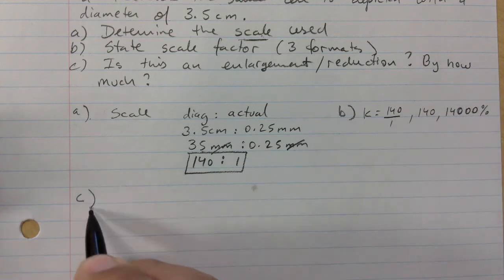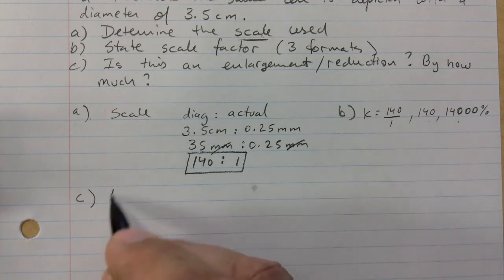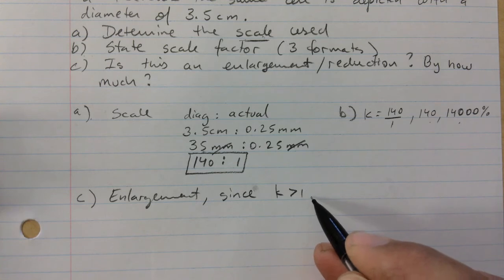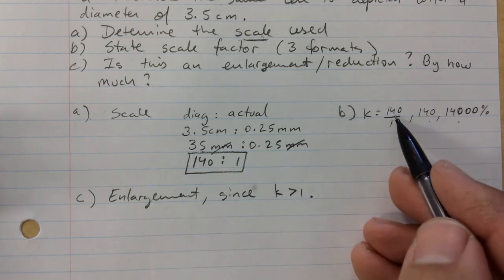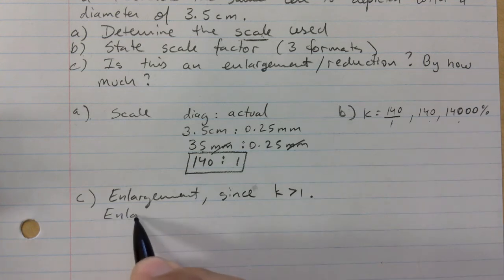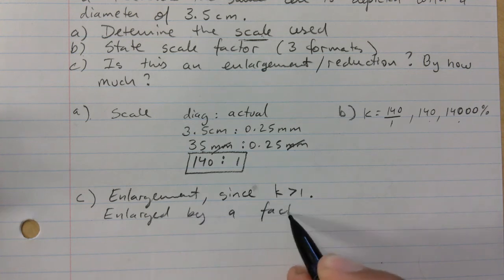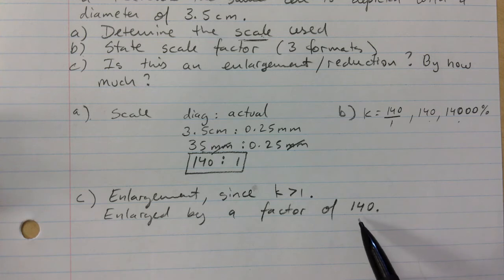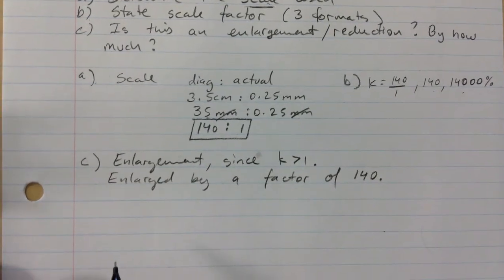Okay, so for C, just by looking at K, enlargement, right? Enlargement, comma, since K is greater than 1. That's all you need to do there. And it has been enlarged by a factor of 140. Okay? It's 140 times bigger than the actual. Okay?